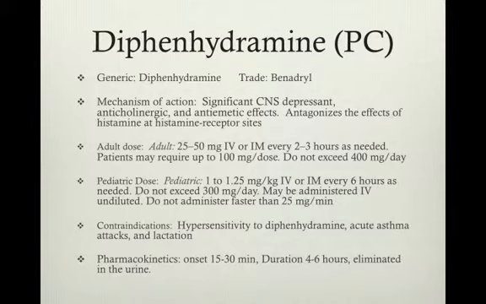Follow your local protocol on this. Do not administer in either case any faster than about 25 milligrams per minute. It will have some untoward effects towards your patient. Contraindications for this are going to be hypersensitivity to diphenhydramine, acute asthma exacerbation, or lactation. Pharmacokinetics: onset at 15 to 30 minutes, duration is going to be 4 to 6 hours, and this is eliminated in the urine.